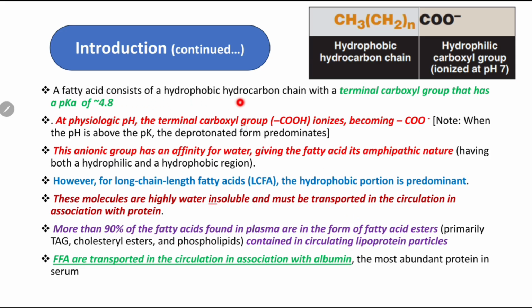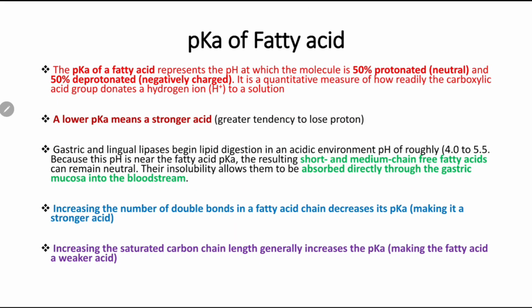A fatty acid consists of a hydrophobic hydrocarbon chain with a terminal carboxyl group that has a pKa of 4.8. Now, what is the pKa of a fatty acid? The pKa of a fatty acid is the pH at which 50% of the molecules are neutral and 50% of the molecules are in deprotonated or negatively charged form. It is an estimate of how easily the fatty acid will lose its proton. Lower pKa means a stronger acid, with greater tendency to lose a proton.